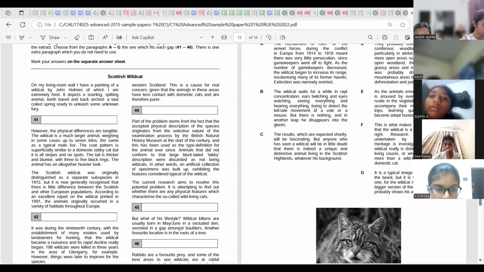Keep going. Part of the problem stems from the fact that the accepted physical description of the species originates from the selective nature of the examination process by the British Natural History Museum at the start of the century, and this has been used as the type definition for the animal ever since. Animals that did not conform to that large blunt-tailed tabby description were discarded as not being wildcat. In other words, an artificial collection of specimens was built up, exhibiting the features considered typical of the wildcat.